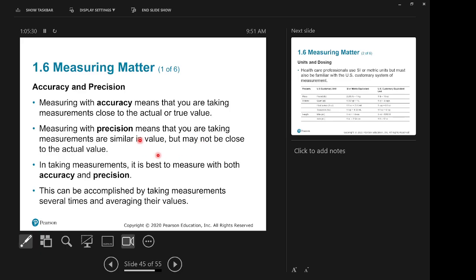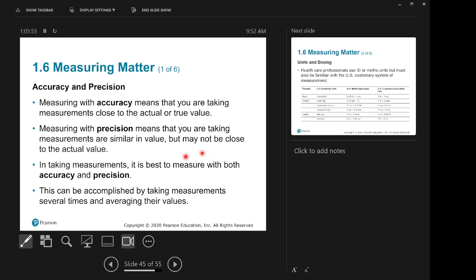Okay? Precision means that you're taking measurements that are very similar in value, but they may not be close to the actual value. It could be like I'm using a tape measure, but the tape measure is wrong, right? Well, I'm going to get very precise values. I'm going to get the same value over and over, right? But if my tape measure is wrong, then I'm going to get very low accuracy, aren't I?